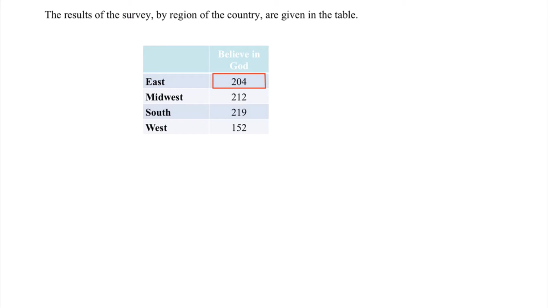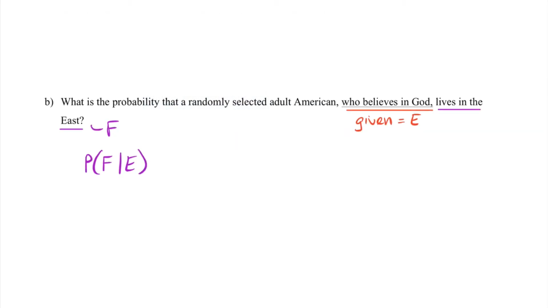We have 204 people yet again who live in the East. However, our sample space would be the total number of people who believe in God, and that total would be 787. Therefore, the probability that someone lives in the East, our event F, given that we know they believe in God, our event E, would be those 204 people who live in the East and believe in God out of the 787 people who say they believe in God. And we end up with a probability of approximately 0.2592. And we're all set with our conditional probabilities when we're given our table of data.